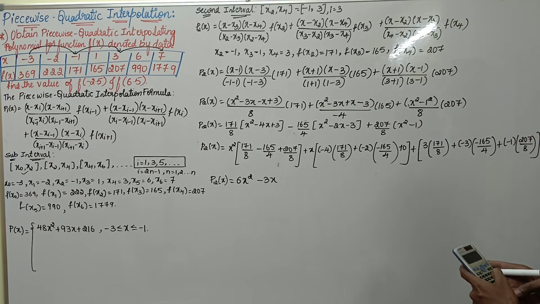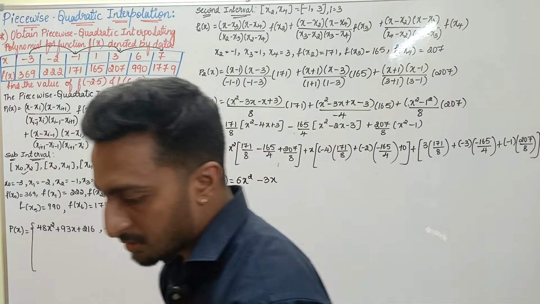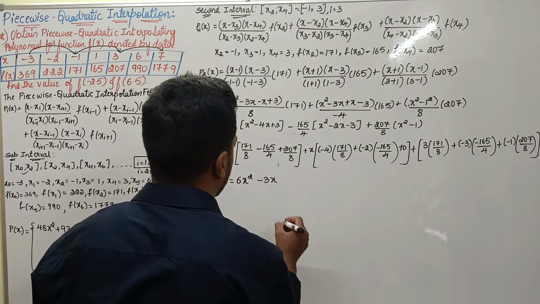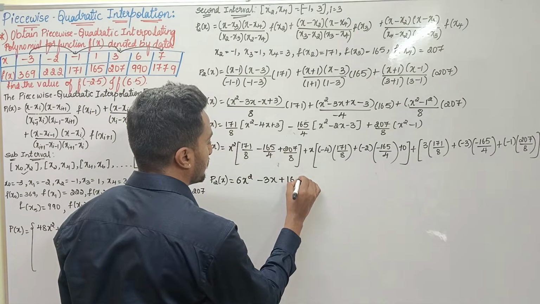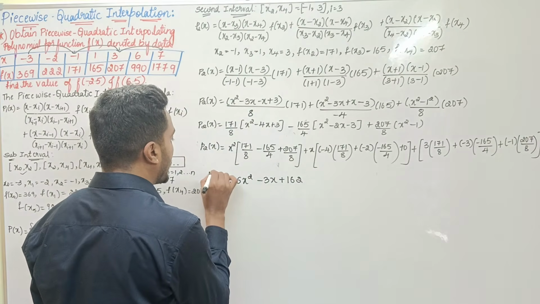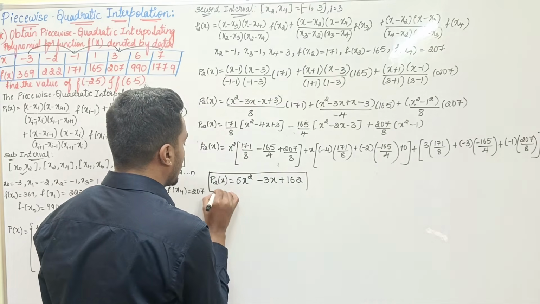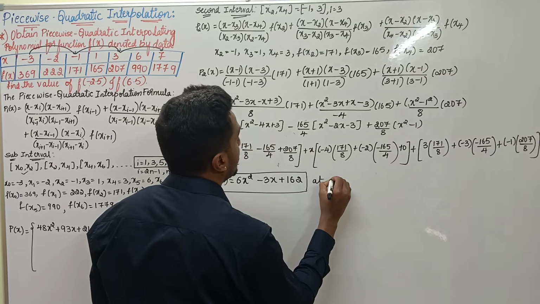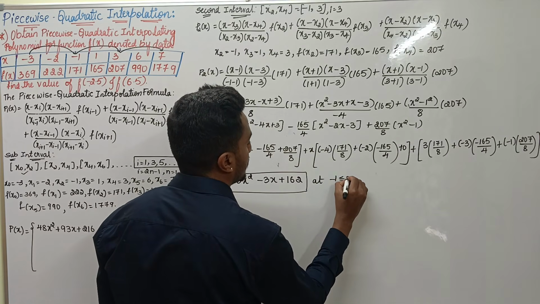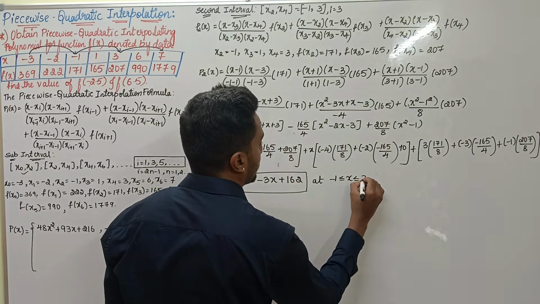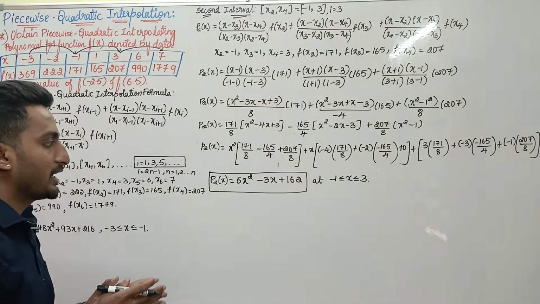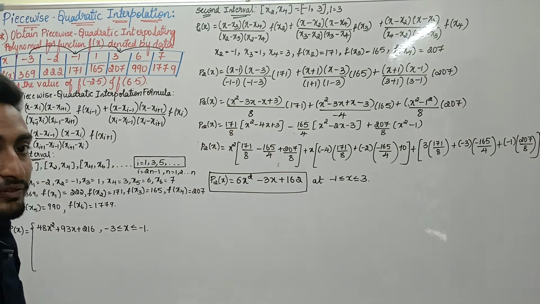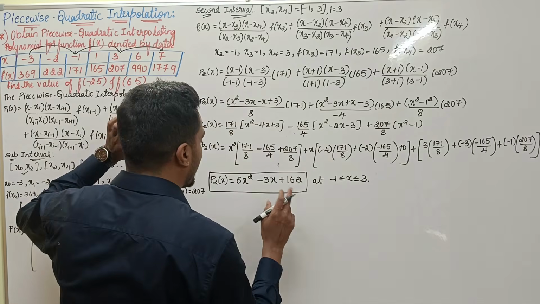Close the bracket, you get the solution 162. Okay, this is the required second piecewise 162. This is the second piecewise quadratic equation at the interval -1 less than or equal to x less than or equal to 3. Whether this quadratic equation is correct or wrong, how to verify? Just simplify any one number.